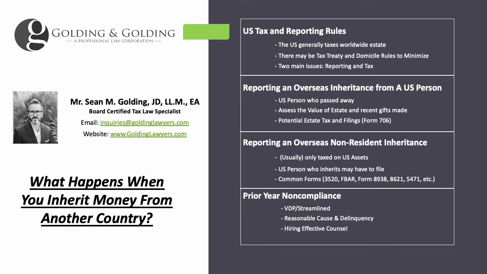It's just domestic is for U.S. persons residing in the U.S. and foreign is for people who reside overseas. There are delinquency procedures and reasonable cause. If a person is willful, then they would only do the voluntary disclosure program.